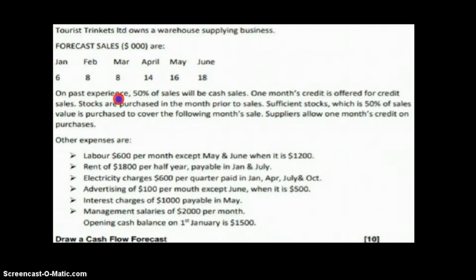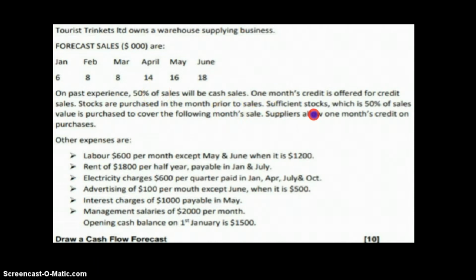Now, on past experience, 50% of sales will be cash sales. So they have forecasted that they will get 50% of sales in cash. Of course, the remaining 50% will be credit sales. 1 month's credit is offered for credit sales. Stocks are purchased in the month prior to sales. So February's stock is purchased in January. January's was purchased in December.